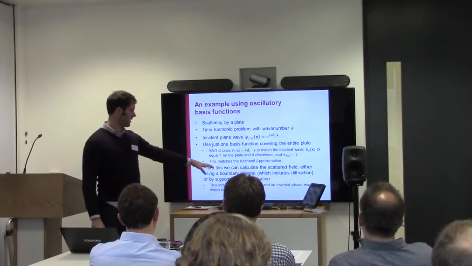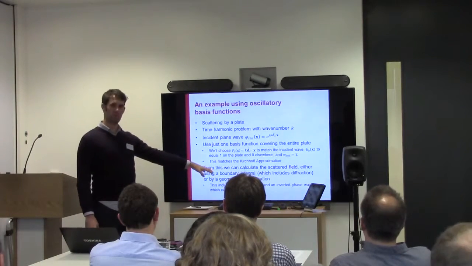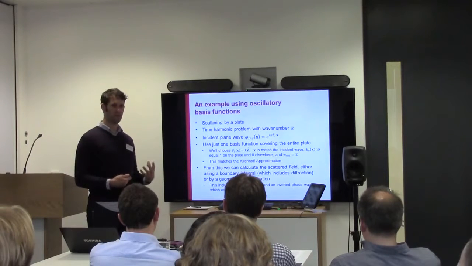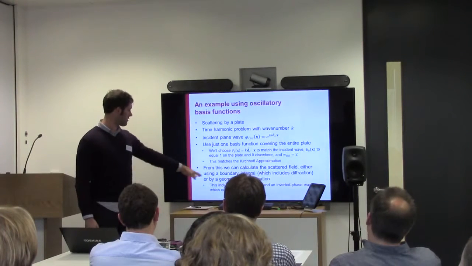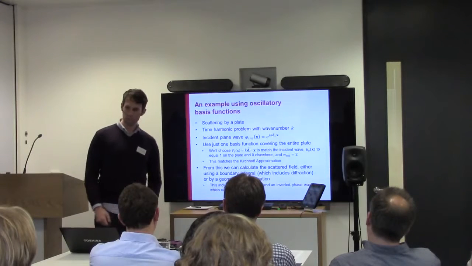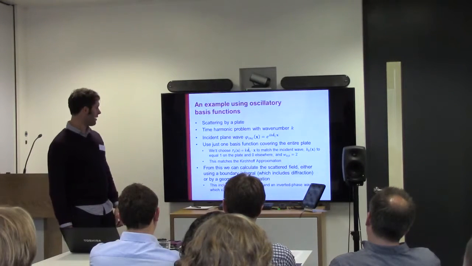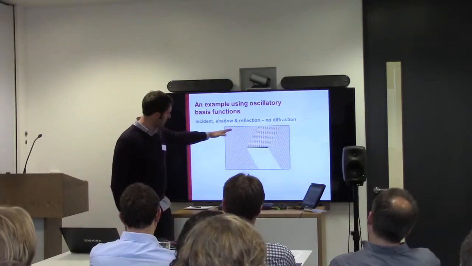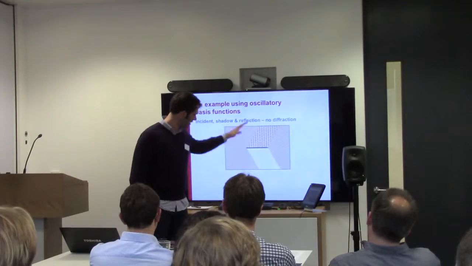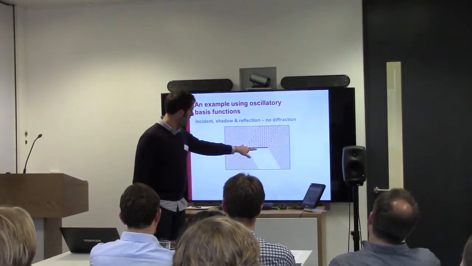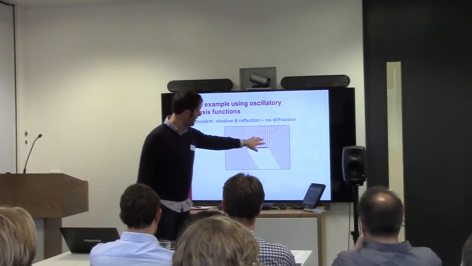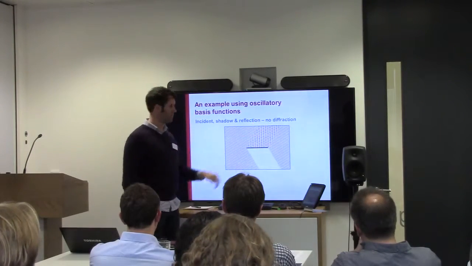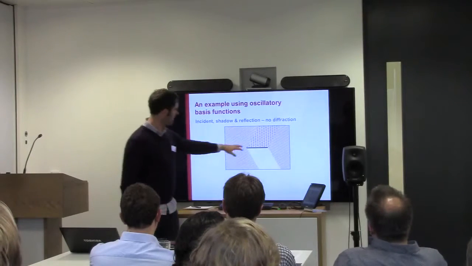From this you can then calculate the scattered field, either using a boundary integral equation, which includes all the diffraction that you would require, or using a geometric approximation. If I do it first just with the geometric wave, hopefully you can see that we've got that same sort of hard geometric shadow boundary here, and then you will get some sort of reflected wave here, so I've got some interference pattern here because it's just a frequency domain simulation.